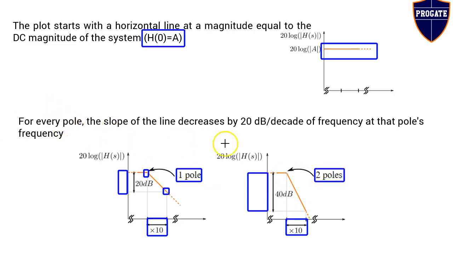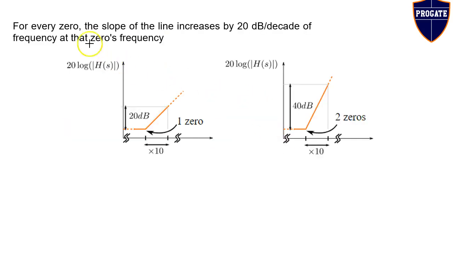So for every pole, the slope of the line decreases by 20 dB per decade, or we can also state it as, for every pole, the slope of the line changes by minus 20 dB per decade. Coming to the case of zeros, for every zero, the slope of the line increases by 20 dB per decade, or the slope changes by plus 20 dB per decade. For a tenfold change in frequency, the magnitude of the Bode plot curve increases by 20 dB from this point to this point. Hence, we can state that there is one zero at this frequency.